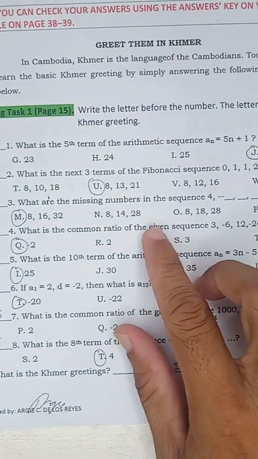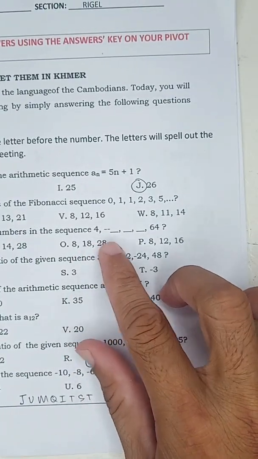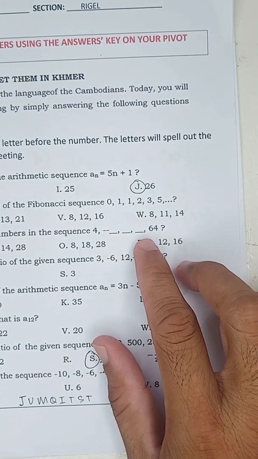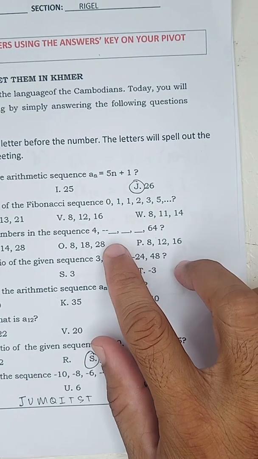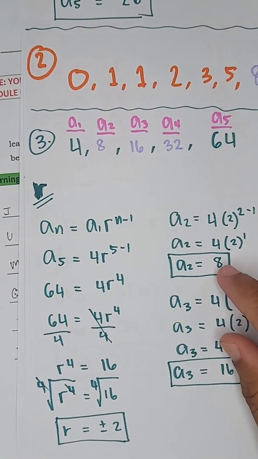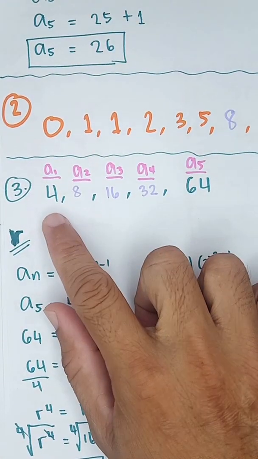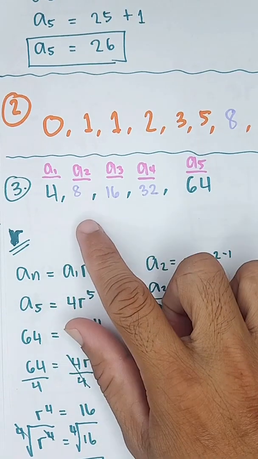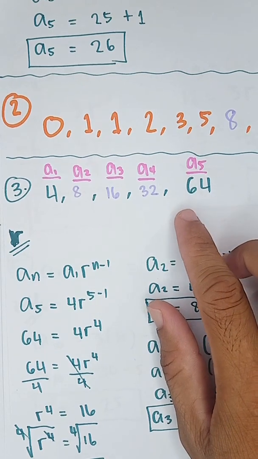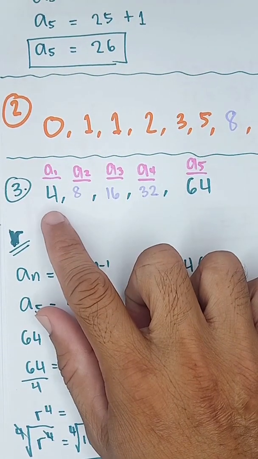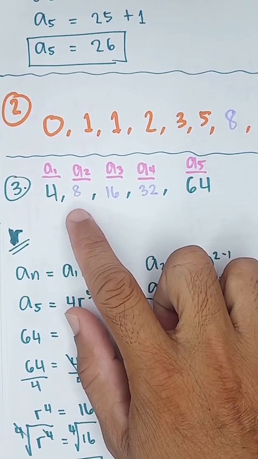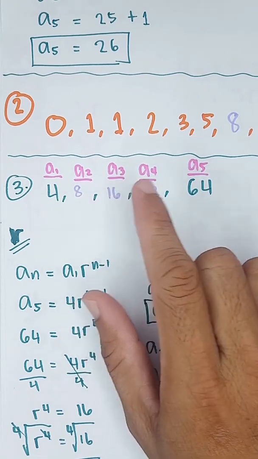What are the missing numbers in the sequence for blank, blank, blank, and 64? So there are 3 terms that need to be answered, diba? May blank na 3. So going back to this answer, we have the first term is a sub 1, second term is a sub 2, a sub 3, a sub 4, until 64 na pang a sub 5. So there are 5 terms. So yung given ay first term lang at yung last term na a sub 5. Yung kukunan natin ng answer ay yung a sub 2, a sub 3, and a sub 4.